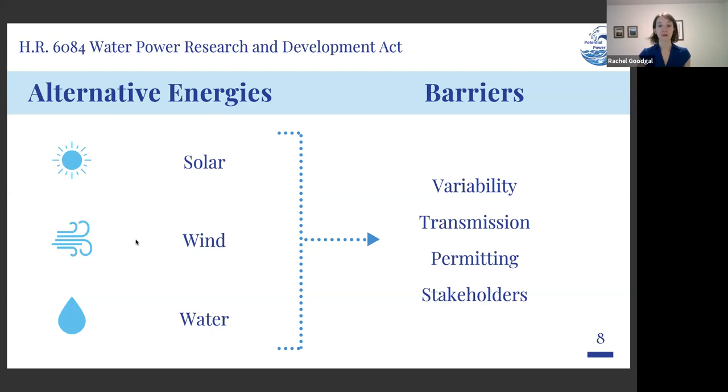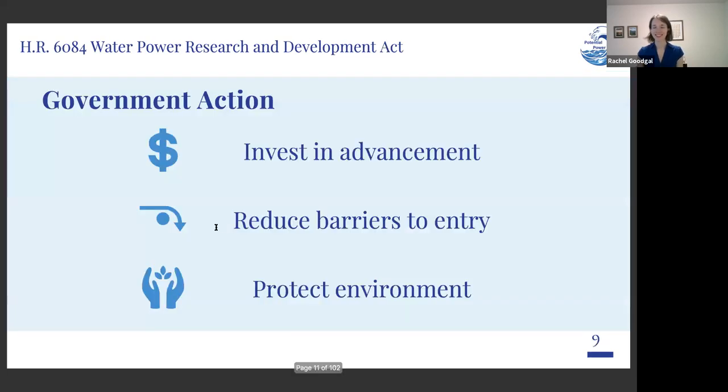Another challenge is that renewable sources may be located in rural areas that lack effective transmission. There are also permitting barriers that delay construction. And, of course, there are stakeholders on all sides of the issue, some of whom are committed to maintaining fossil fuel dependence and slowing adoption of renewables. Government action is needed to overcome these obstacles.